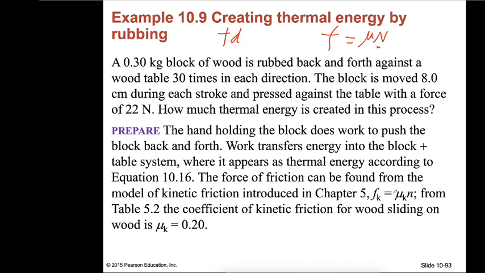And this mu is the kinetic friction coefficient of wood to wood. It's 0.2. And then if you know mu, which is 0.2, and you know N, then you can calculate the force. If you know the force and you know the distance or displacement, then you can calculate the work. Then you solve the problem.